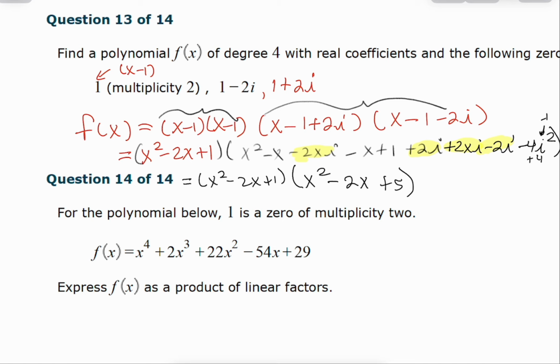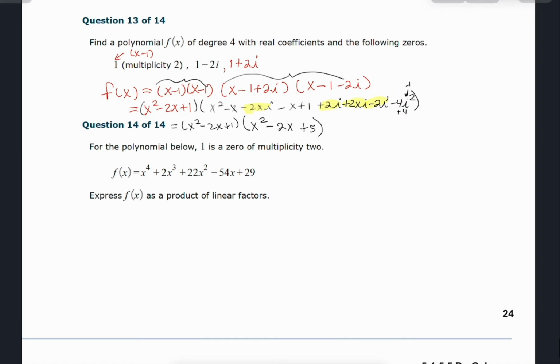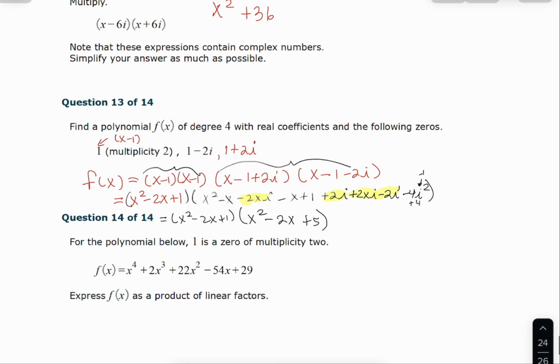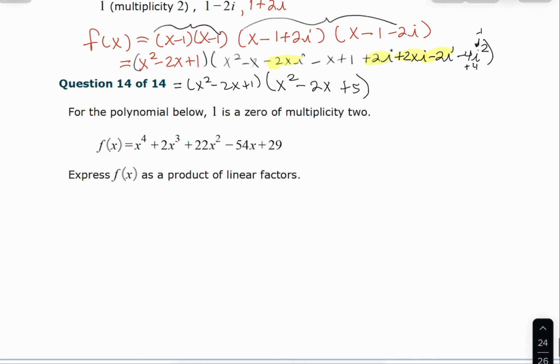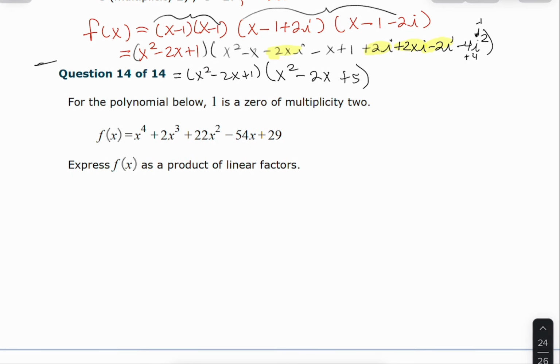And then hopefully from here you could FOIL it out one more time. Use the x squared 3 times, use the -2x 3 times, use the +1 3 times. Okay, so that's that. Now let's do the last example. It's going to be our longest one, question 14.